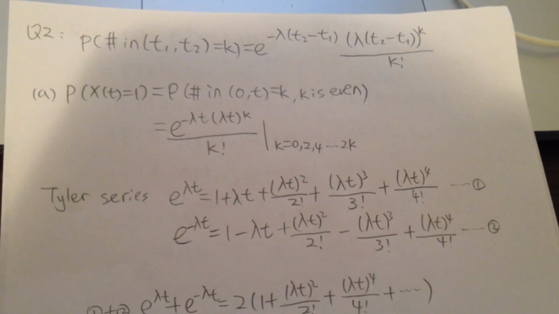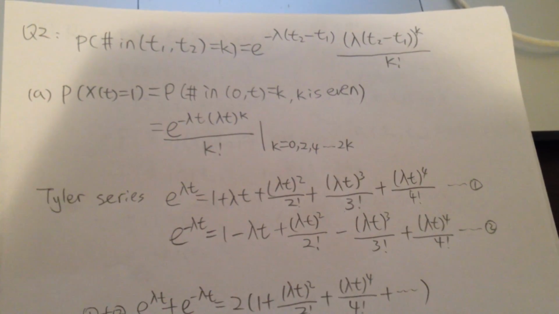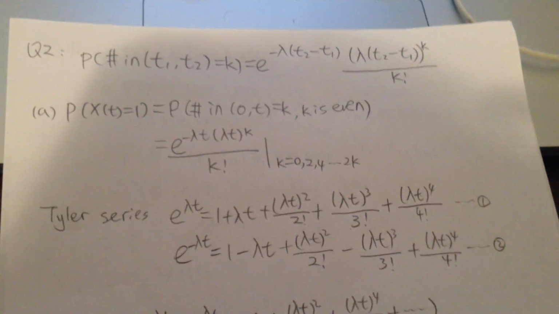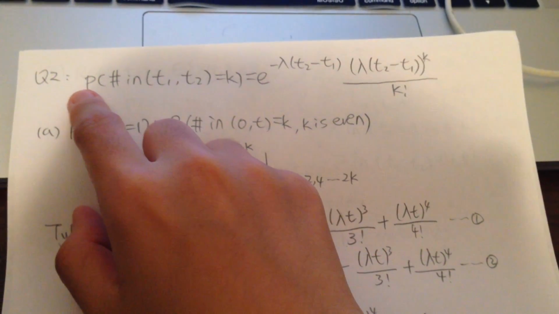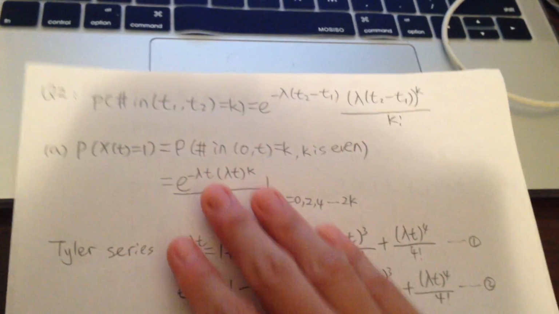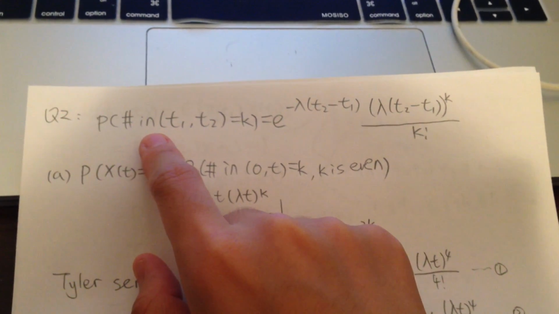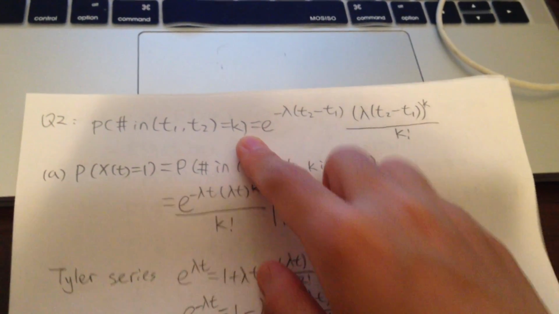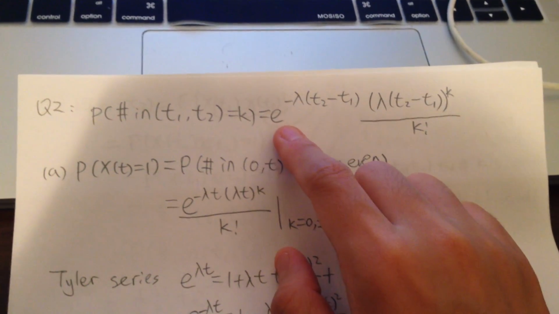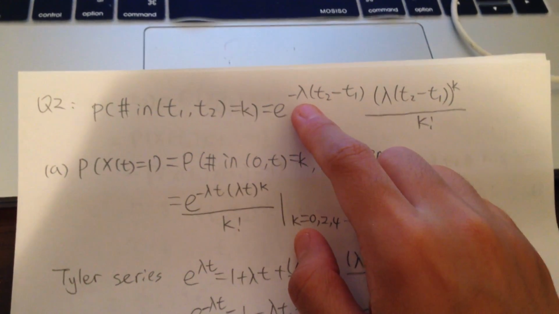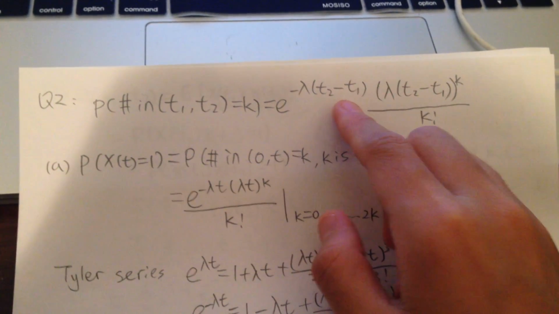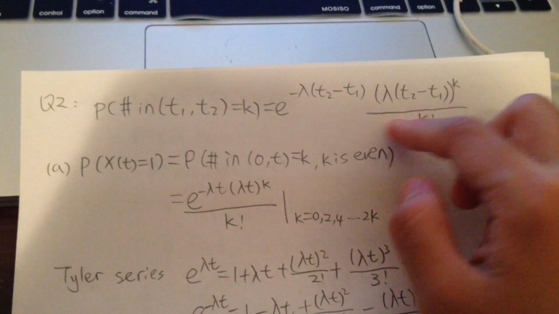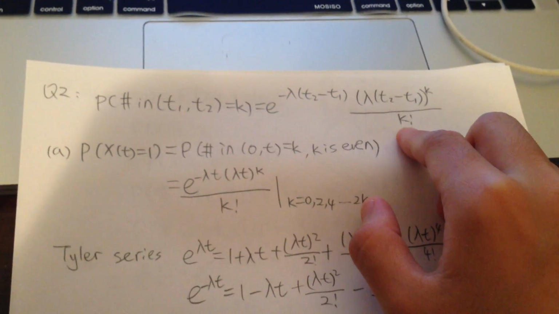For this question, we already know that N is a Poisson process with parameter lambda. The Poisson process usually follows this kind of formula. That is, the probability that the number of arrivals in (t1, t2] equals k is e to the power of minus lambda (t2 minus t1), times lambda (t2 minus t1) to the power of k, divided by k factorial.